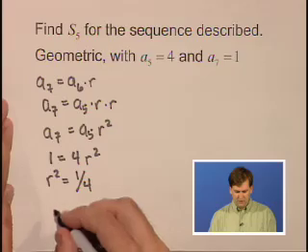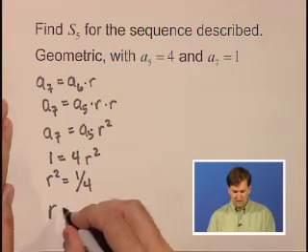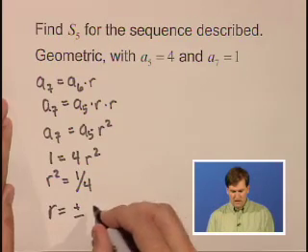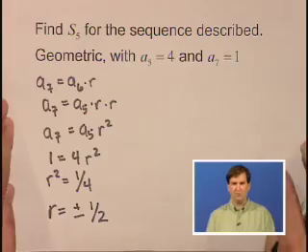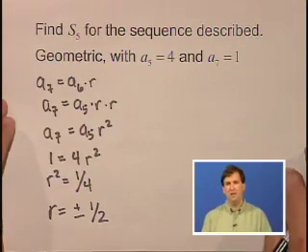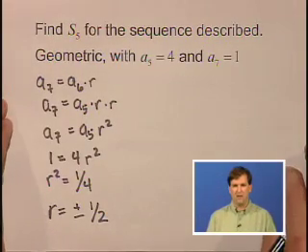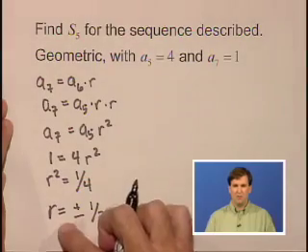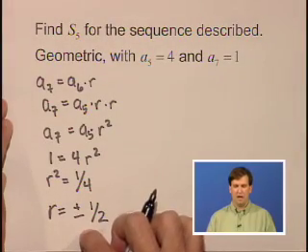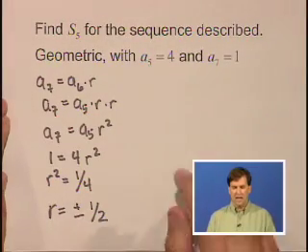Taking the square root of both sides, we get 2 possibilities. r is equal to plus or minus 1/2, because the square root of 1/4 could be positive 1/2 or it could be negative 1/2. So we know the common ratio, or at least we know that it's either positive 1/2 or negative 1/2. We need to find a1.